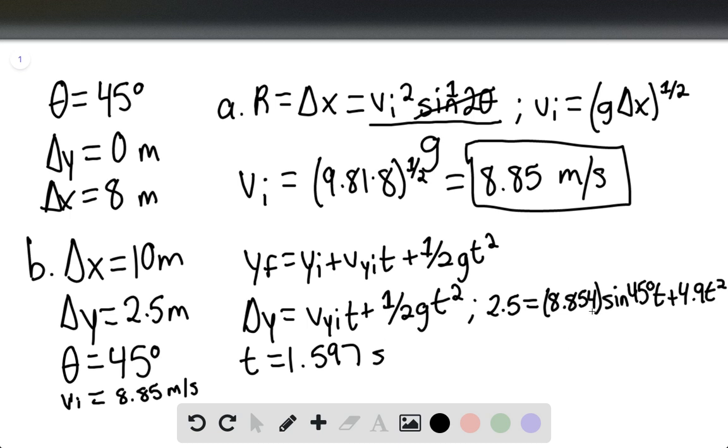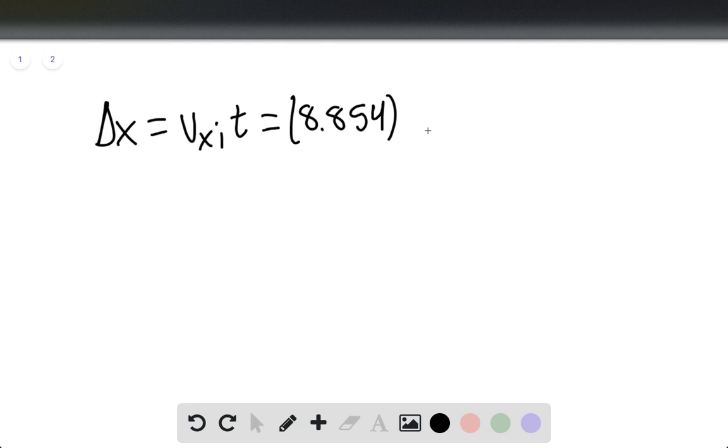So you can use the solve function on your TI-84, 85, or 89, and then of course solve simply for t. We know that t equals 1.597 seconds. So delta x will show us if she made it or not, and this will be vx initial times time. So this will equal, again, the initial velocity, 8.854 meters per second, times cosine of 45 degrees times the time of 1.597 seconds. And this is equaling exactly 10 meters.